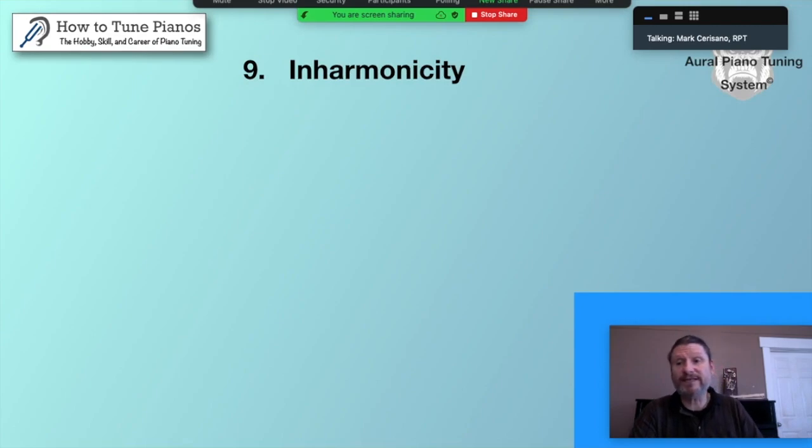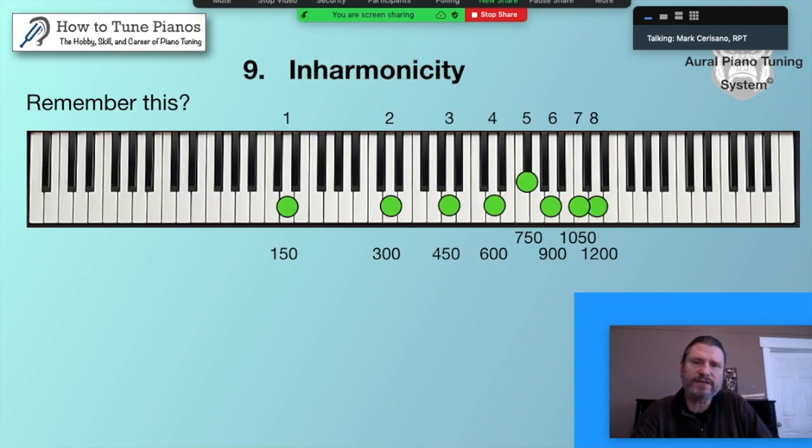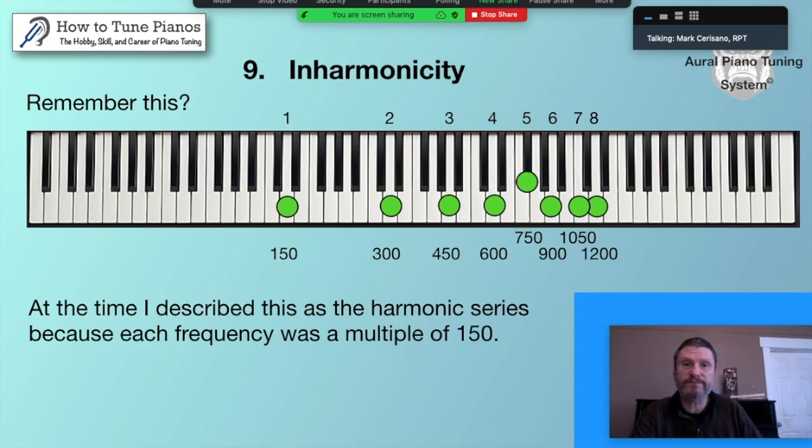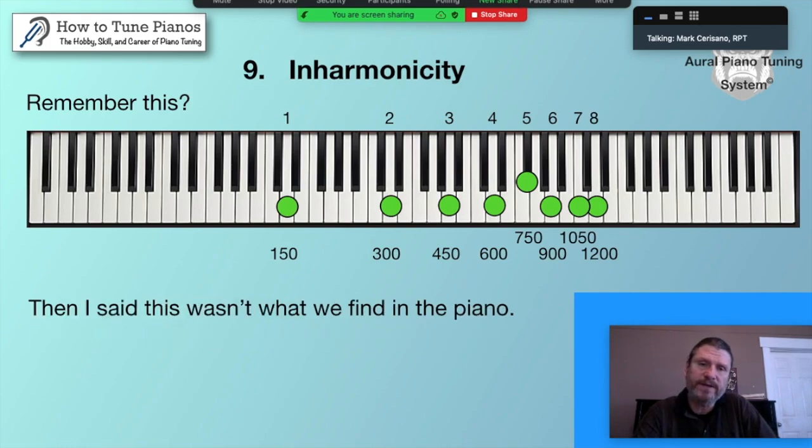That brings us on to inharmonicity. So I just wanted to bring this back to your attention. This D3 here, with all those frequencies there, those were the harmonics. Remember we talked about harmonics? Each frequency was a multiple of 150.